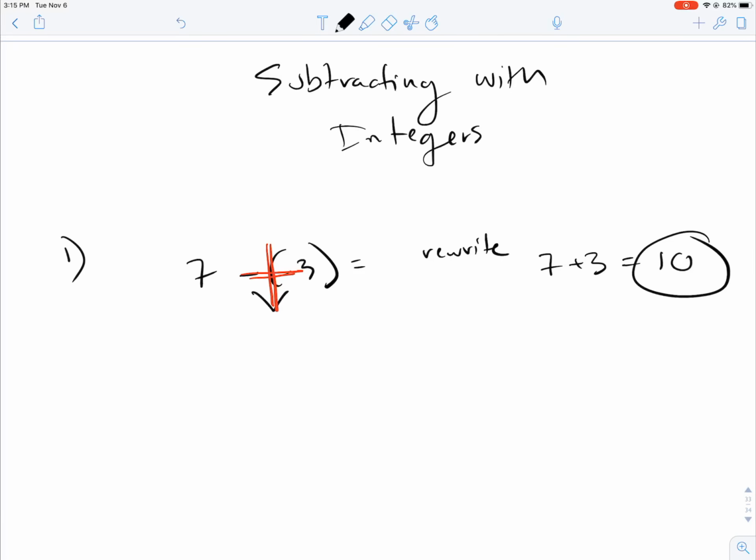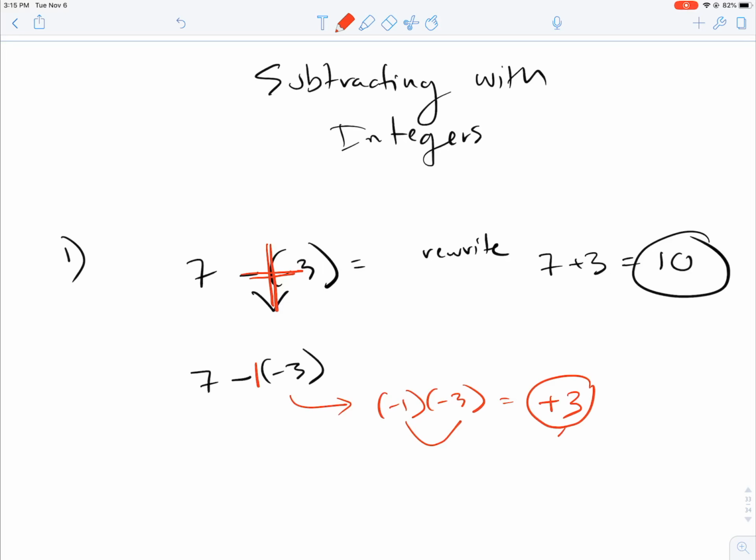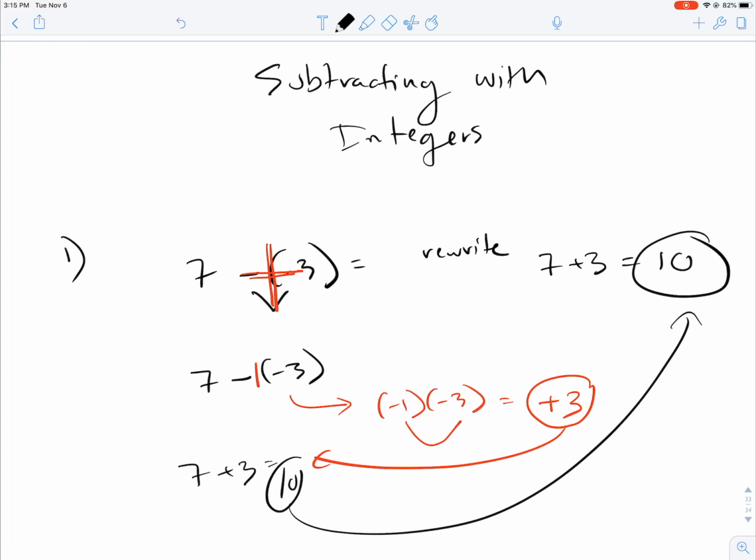Another way you can look at it: 7 minus -3. In an algebraic way, you can consider an invisible identity 1 right here. If you were to expand this out, this would be -1 times -3. When you multiply a negative times a negative, your product is positive, and 1 times 3 gives you 3. So either way, you get the same thing. You would rewrite this as 7 plus 3, which is 10.